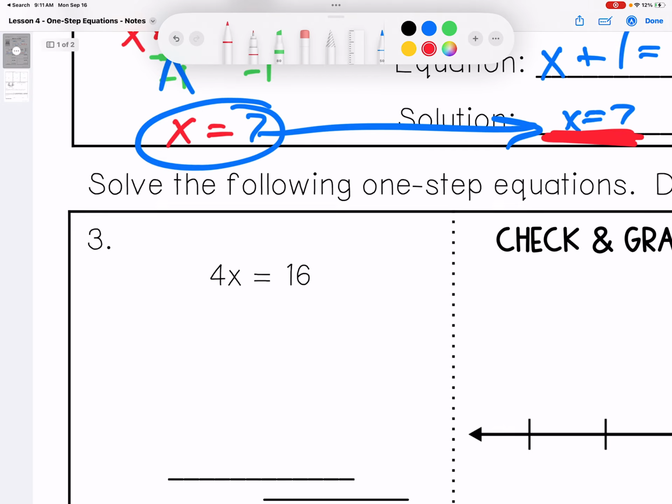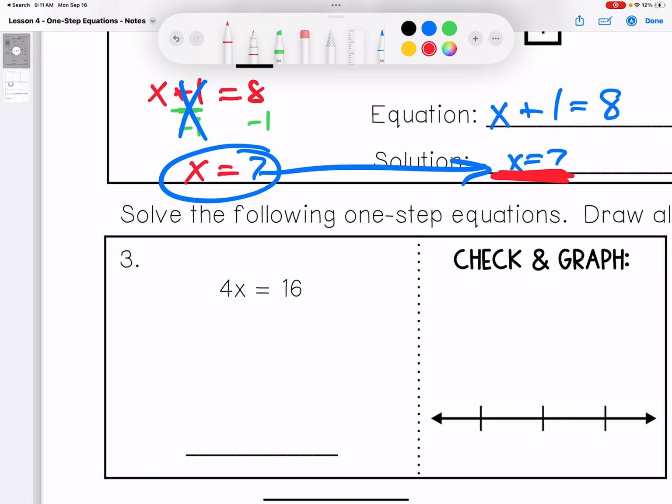So right here, we're going to work this one out. 4x equals 16. What is 4x? It is multiplication, 4 times x. So how do we get rid of the 4? We have to do the opposite of multiplication, which is division. So we have to divide by 4. 4 divided by 4 is 1, so they cancel out. X equals 16 divided by 4, which is 4.